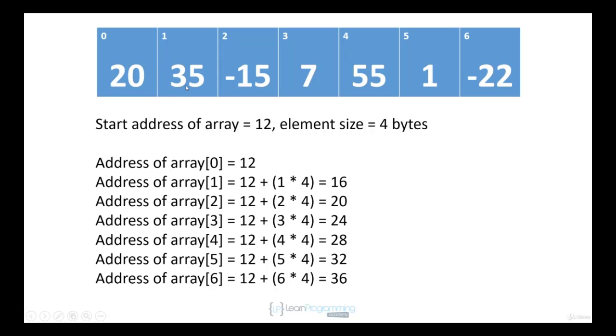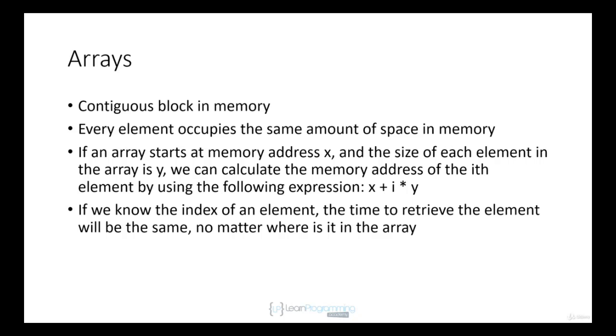If we want the 35, we need to jump past the 20. And so if we want array 1, we're going to start at 12, and then we're going to add 4 bytes, because we know that the size of each of these elements is 4 bytes. And so if we want the second element in the array, we start at the memory address, which is 12, and we add 4 bytes. And now we're at the start address for the 35. So that's 12 plus 1 times 4 equals 16. And if we go back to our calculation here, that's the x plus i times y. So x is the 12, i is the index, which in this case is 1, and y is the size of each element in the array, which is 4. So that's how we're doing this calculation.